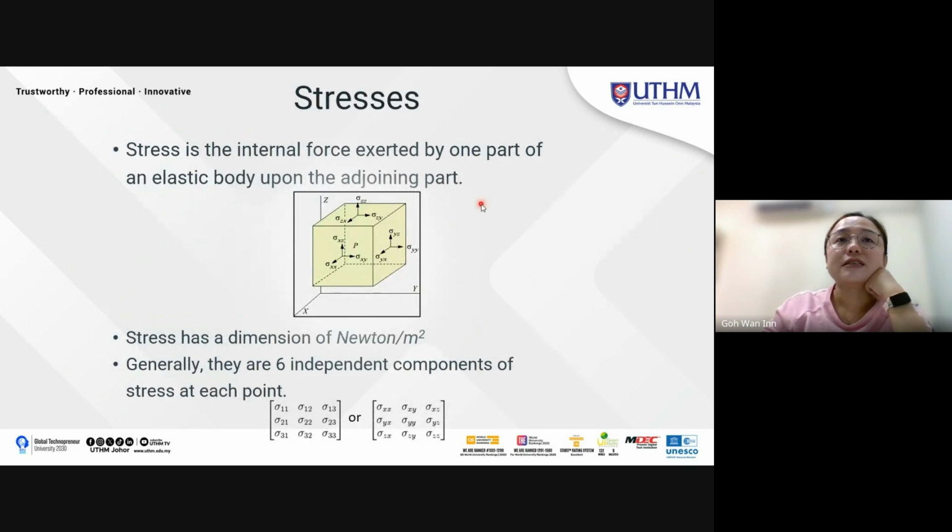Stress is the internal force exerted by one part of an elastic body upon the adjoining part. You can see the x, y and z directions in the 3D one. And then the dimensions, the unit. Remember this unit, the unit is very important. Newton per millimeter square, kilonewton per millimeter square. There are many units. Also, in statics and dynamics, you already learned unit conversion before, so make sure you are good with the unit conversion. Generally, there are 6 independent components of stress at each point. So these are the stresses for it.